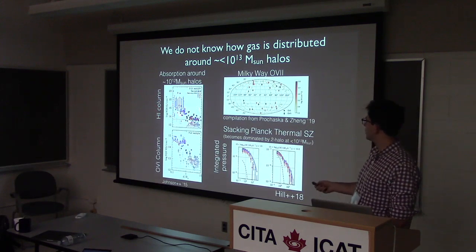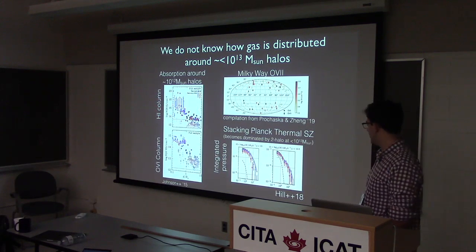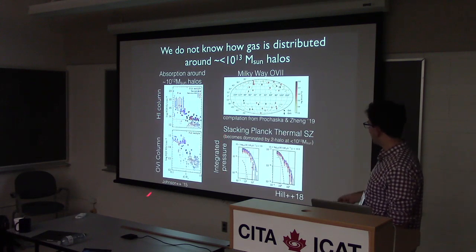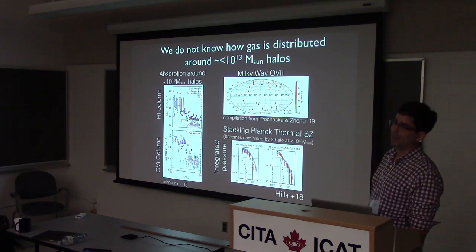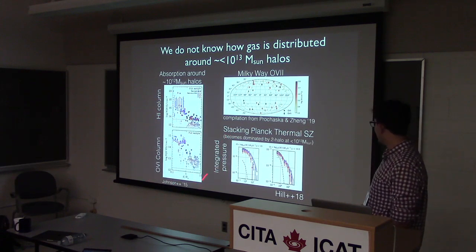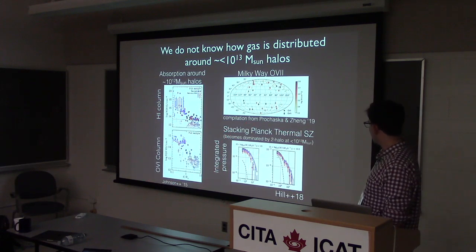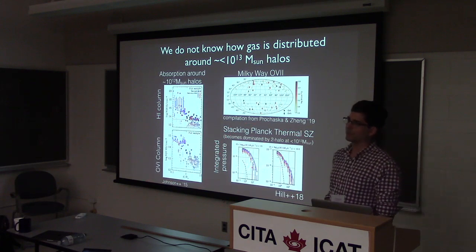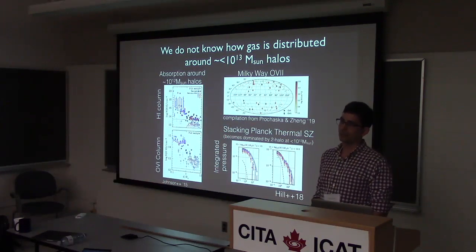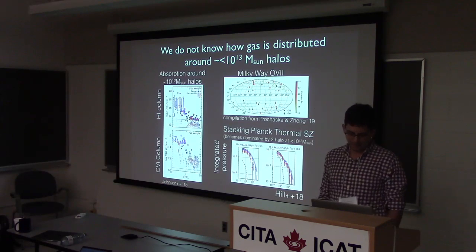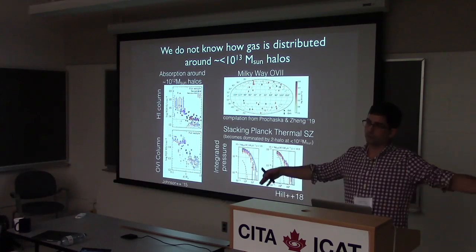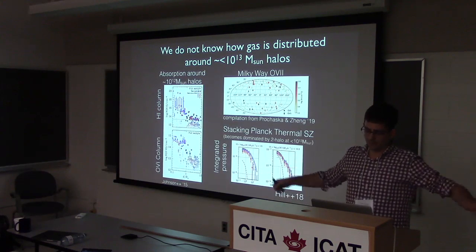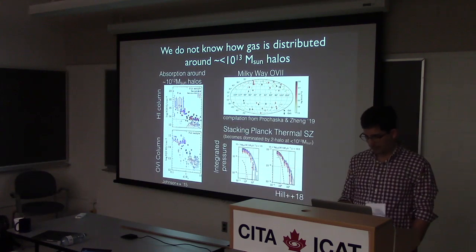And this is really cold clumps within halos. Then oxygen turns out to be better for hotter gas, but it's super messy to get to that amount of baryons. Thermal SZ, people have done with Planck, but it turns out that the halos that dominate are smaller than group size halos. And so we just really don't know how far the bulk of the baryons have been pushed out around galaxies.